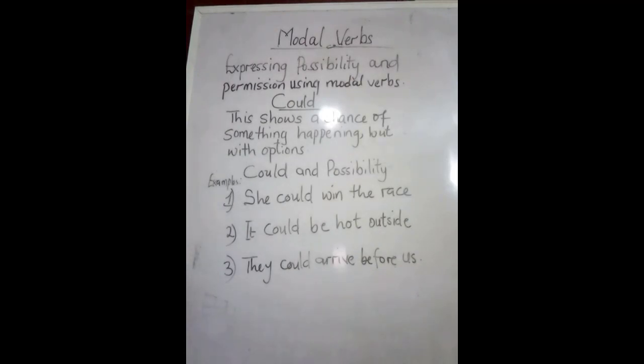The second example says it could be hot outside. Now there's a possibility that it's going to be hot outside, but then it may not be hot. And the last one says they could arrive before us. There is a chance that they arrive before us. It is possible that they arrive before us.